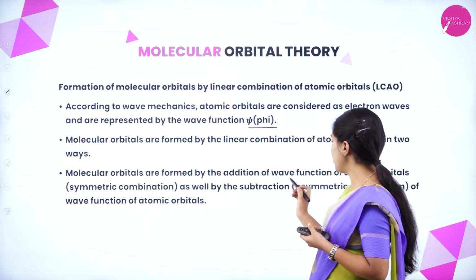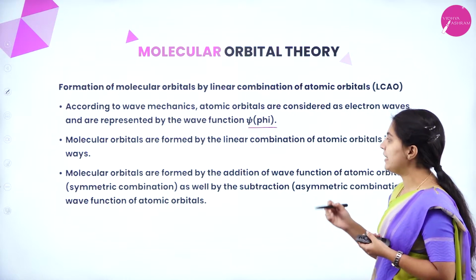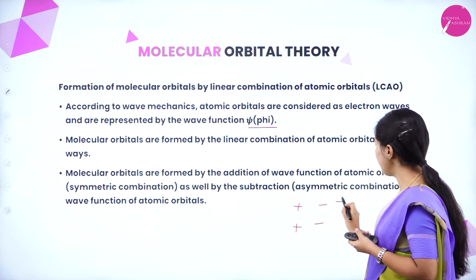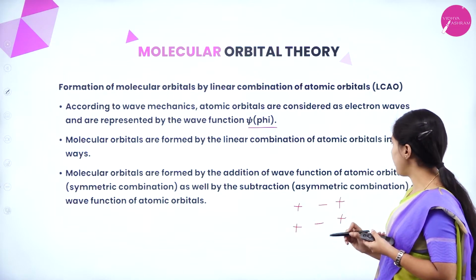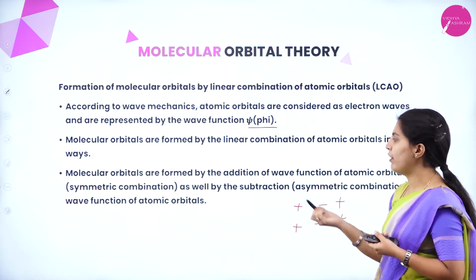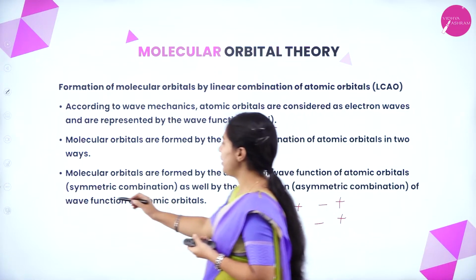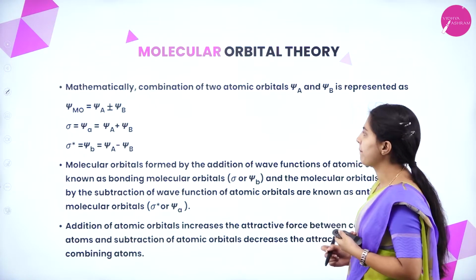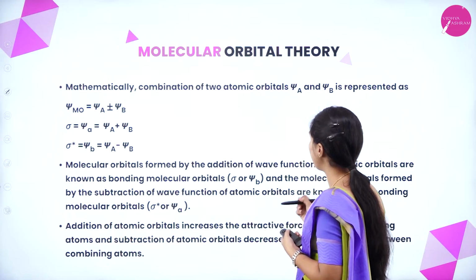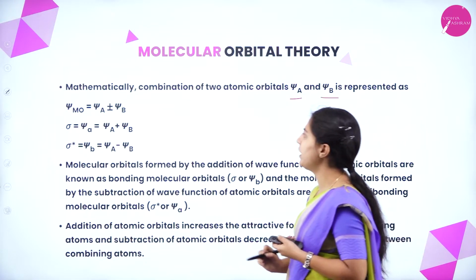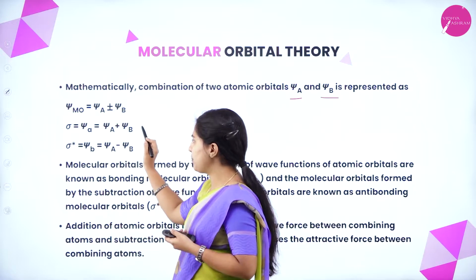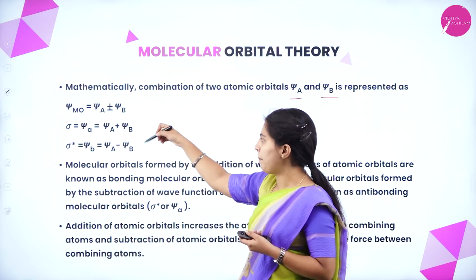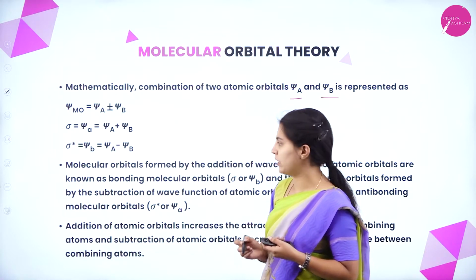Molecular orbitals are formed by addition of wave functions of atomic orbitals in a symmetric combination. Symmetric means plus with plus, minus with minus, again plus with plus. As well as by subtraction of wave functions of atomic orbitals, the asymmetric combination. So we can see a symmetric combination as well as an asymmetric combination. See here, mathematically the combination of two atomic orbitals, phi A and phi B, is represented by sigma, that is phi A plus phi B, that is symmetric. Here asymmetric means it should subtract. That is the mathematical representation of the previous sentences.